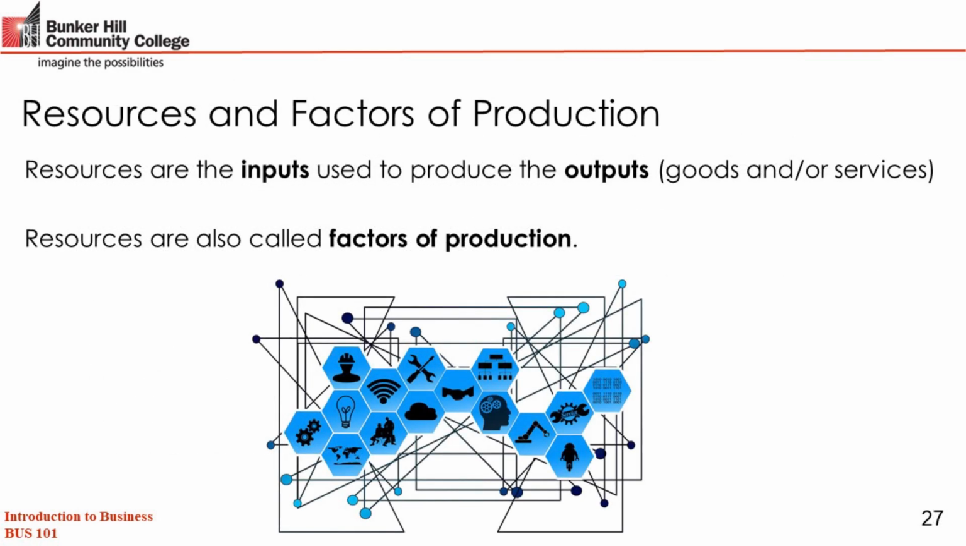Next up is resources and factors of production. Resources are the inputs used to produce the outputs. You get raw materials coming in, companies add value, and they put out the finished products to either go through the direct sale to consumers, through the wholesalers, or through the retail process as we discussed.